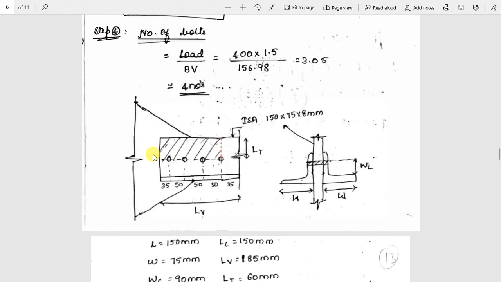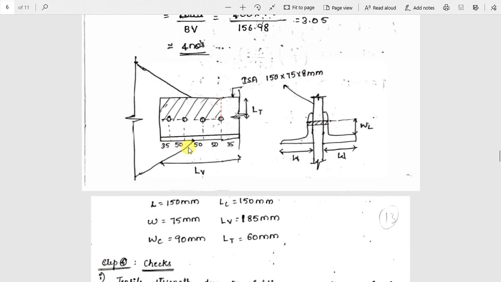The gusset plate is connected with this angle section on either side. That is ISA 150, 75 and 8 mm. And the values of LT and WL will be obtained from SP6 Part 1, page 168. So pitch and edge we have calculated. So this Lv is measured from this particular point till here, and this will be LT. This is not from this particular point till here, it is from this particular point till here, the length of shear plane. And this is LT, the length of tensile plane, from this center till here.